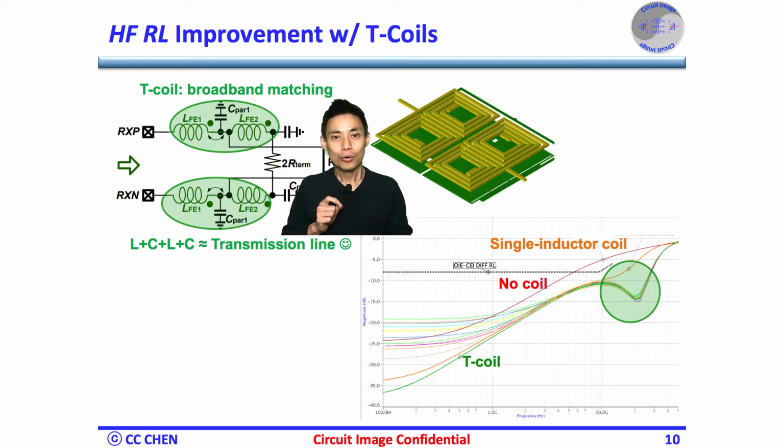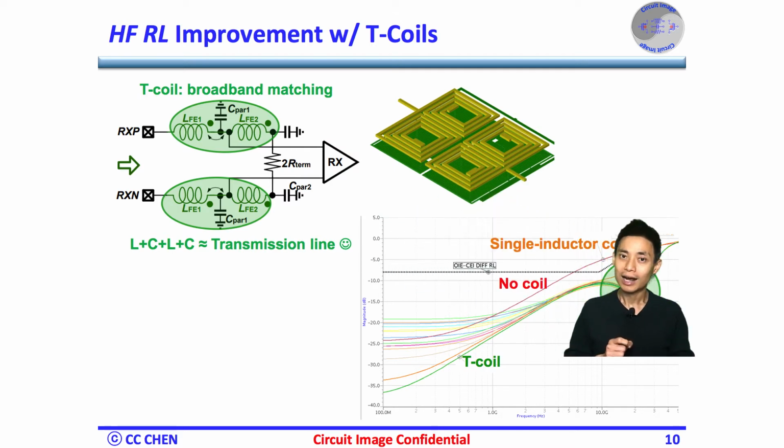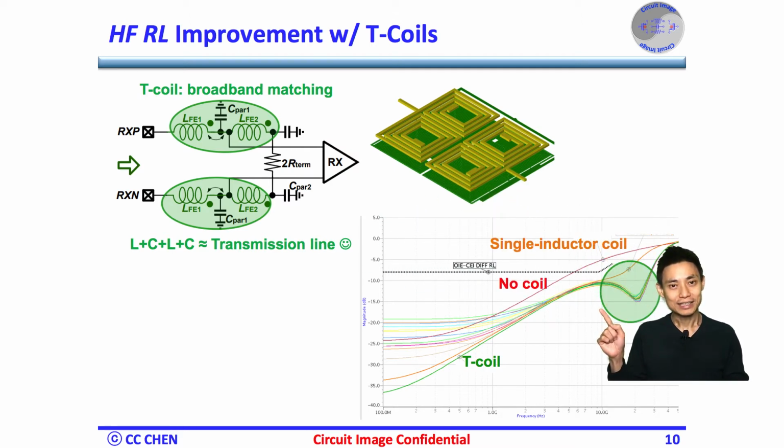The added coil is called a T-coil because of its shape, which makes for more broadband matching than the single inductor coil. As you can see from the case study here, without any coil, in the red curve, the return loss will violate the specification as we discussed. With a single inductor matching, in the yellow curve, we could meet the return loss specification with little margin. By applying the T-coil in the design, as you can see in the green curve, the return loss would be better at high frequency and have more margin for higher data rate applications.